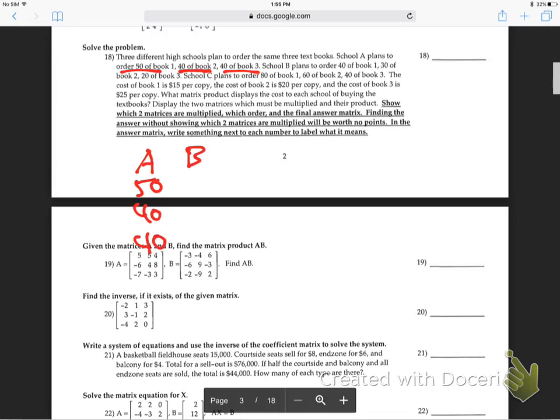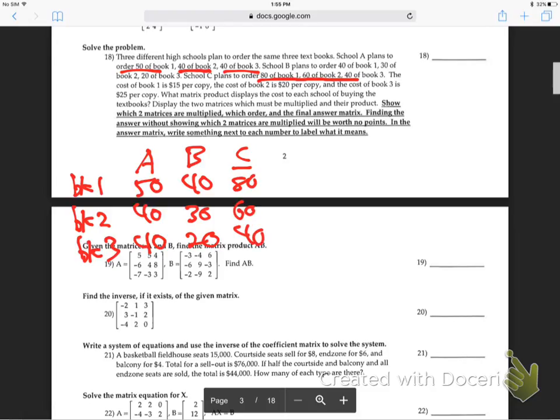School B is going to order, this is book 1, book 2, book 3, 40 and 30 and 20. And school C is going to do 80, 60, 40. So that's like a big old matrix, isn't it? That's a 3x3 matrix. So you can just make that into a big old matrix like that.